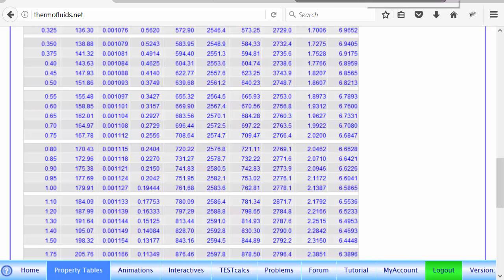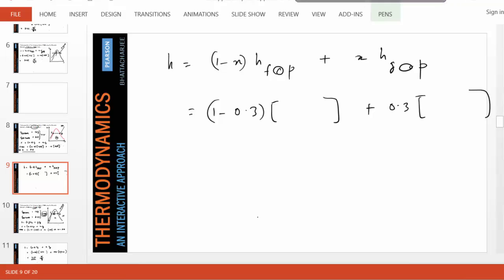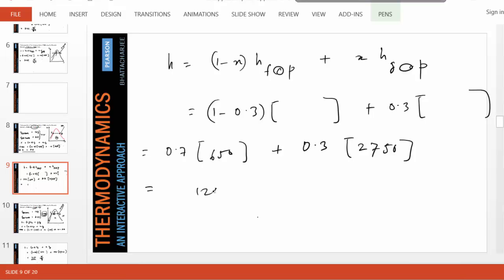So we'll carry these numbers into our solution, and putting the numbers together, it's 0.7 times 650 plus 0.3 times 2750, and that gives us an enthalpy of 1280 kJ/kg.